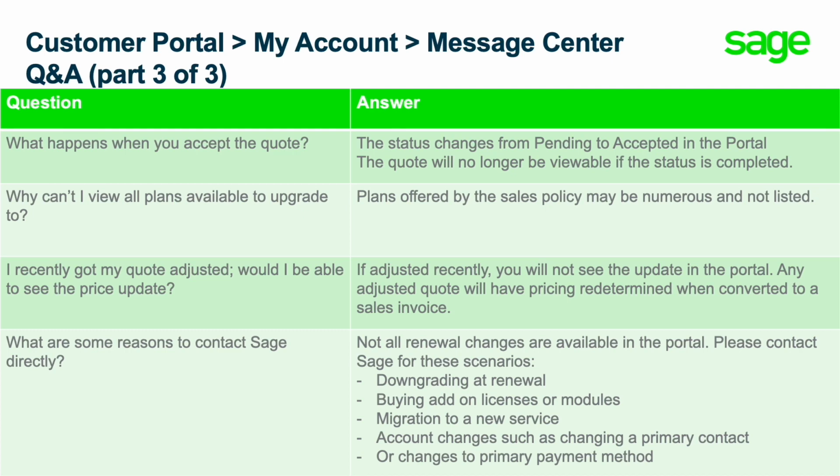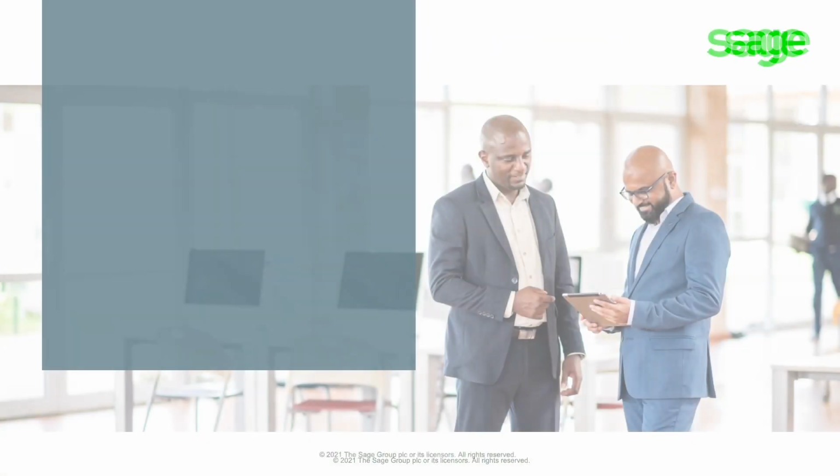What are some reasons to contact Sage directly? Not all renewal changes are available in the portal. Please contact Sage for these scenarios: downgrading at renewal, buying add-on licenses or modules, migration to a new service, account changes such as changing a primary contact, or changes to the primary payment method.